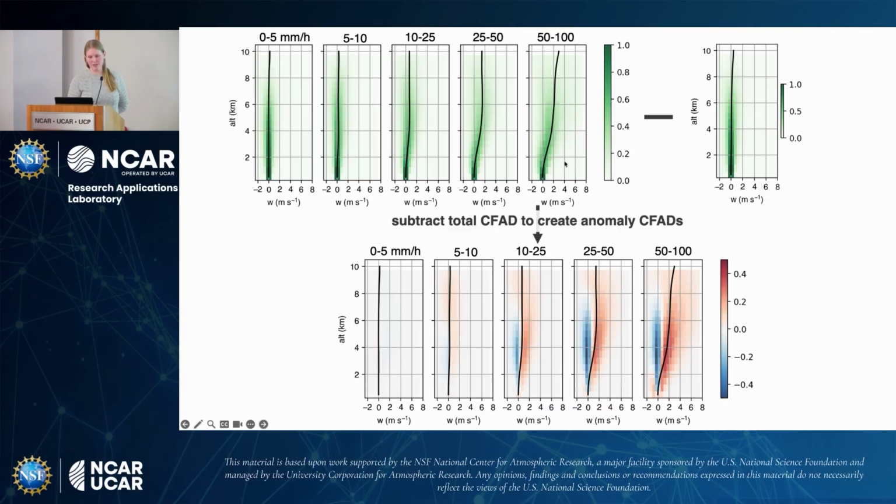So for example, if we look at this high rain rate, it just really highlights the fact that these velocity values at these altitudes are more frequent compared to the mean, to the full sample, than these lower intensity and negative velocities. So it's just an easier way of pulling out the differences between each bin.